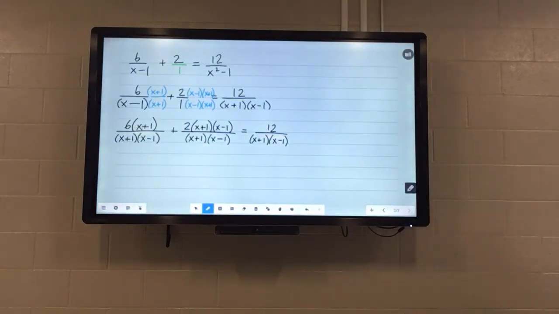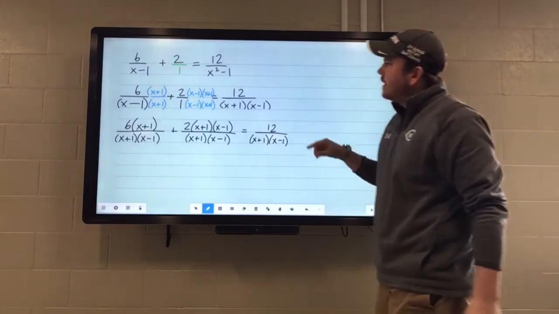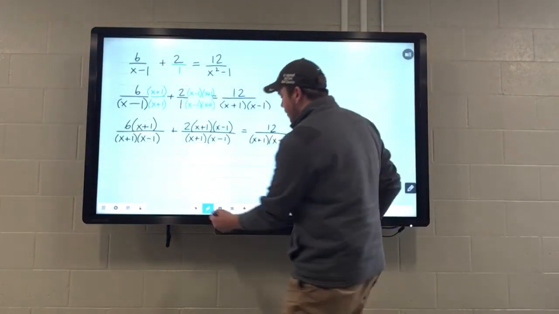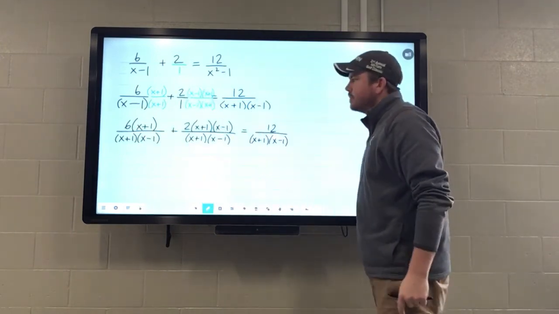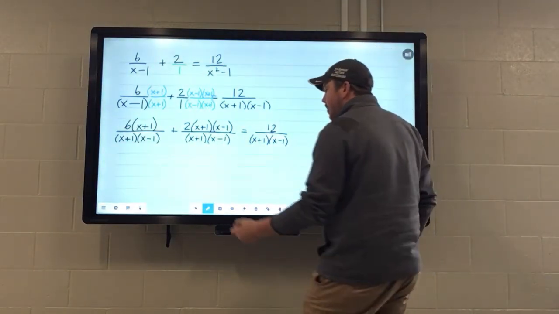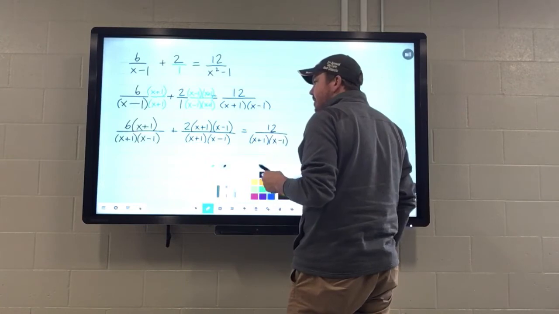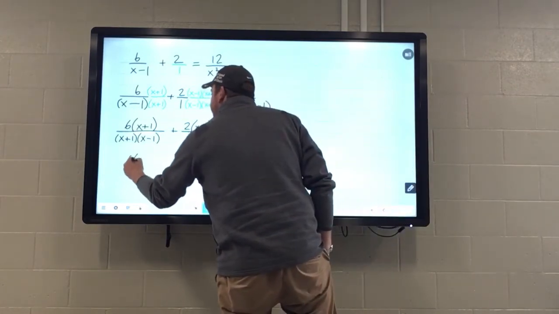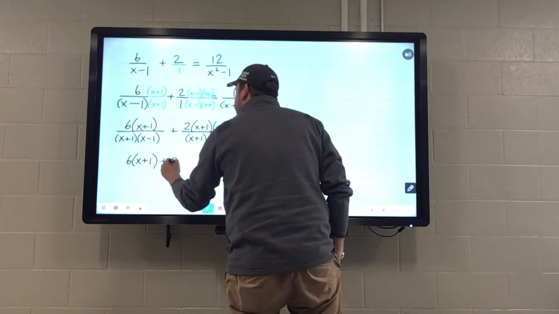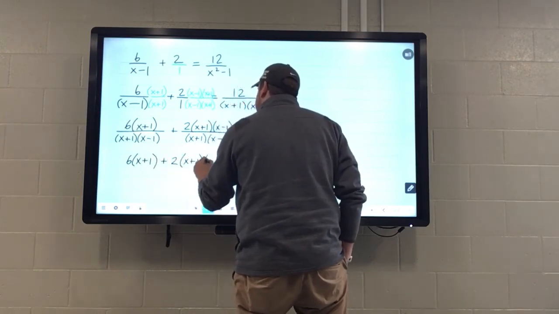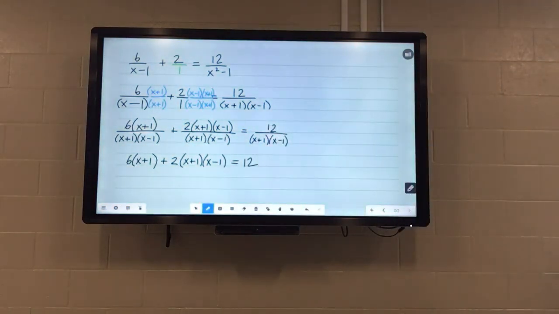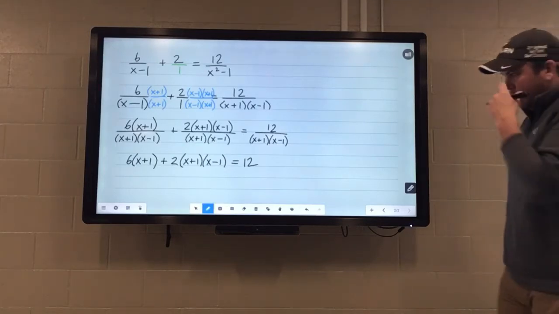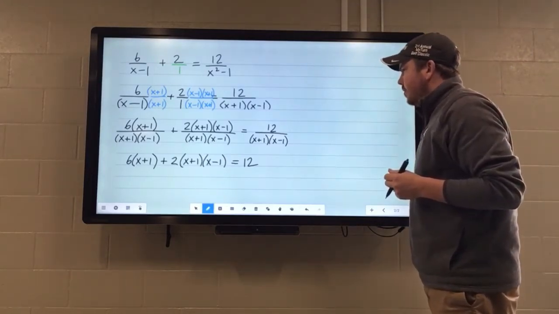So again, what we're doing here is we're using that common denominator method. What you can see now is that I've multiplied by these special blue numbers, all right, now I have all the same denominators. Once we have it at a point where we have all the same denominators, we can then rewrite the equation using just the numerators. So 6 times x plus 1 plus 2 times x plus 1 times x minus 1 is equal to 12. All right, and now we just need to solve. Let's go ahead and solve then.